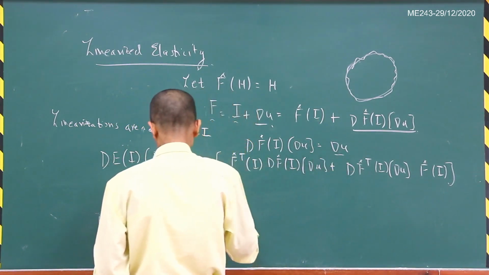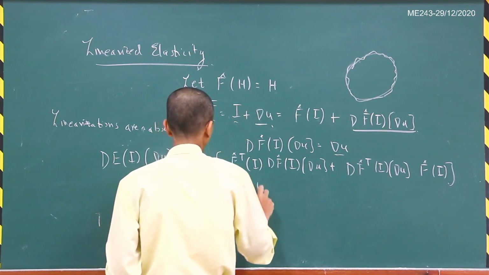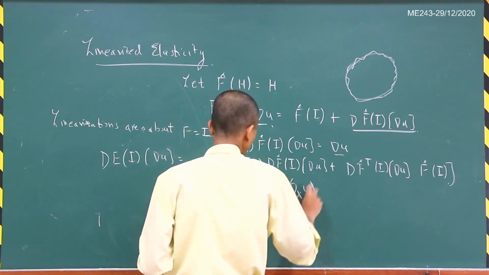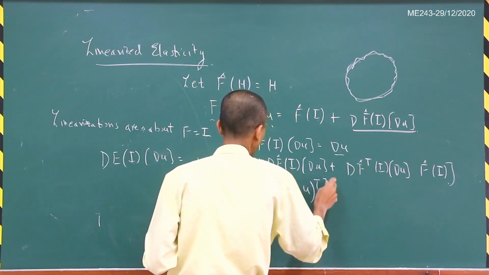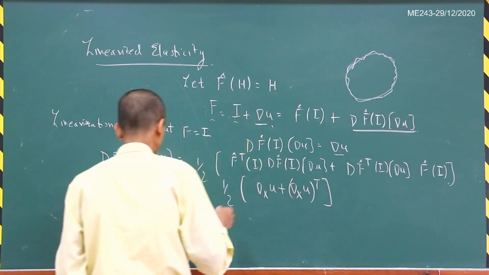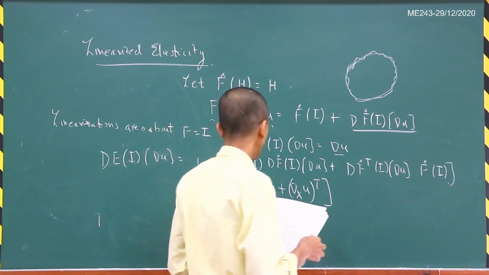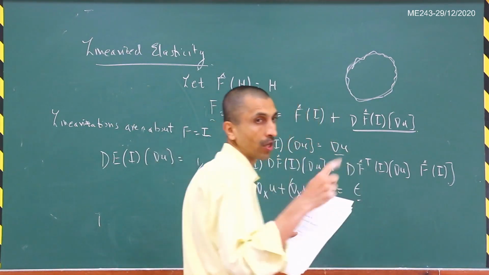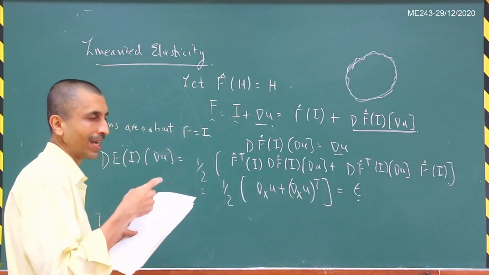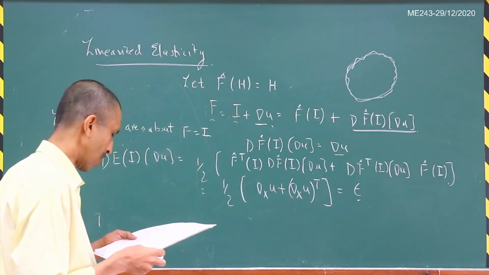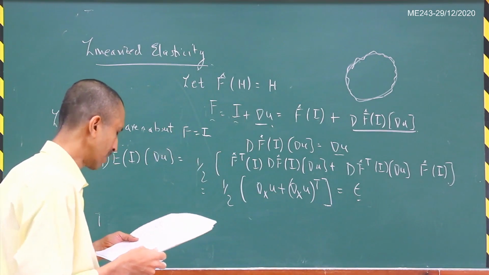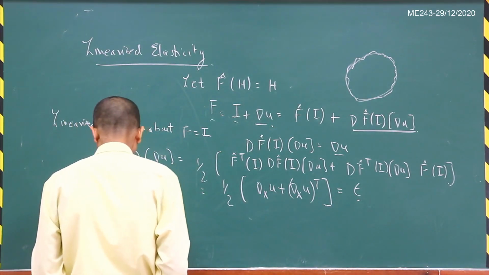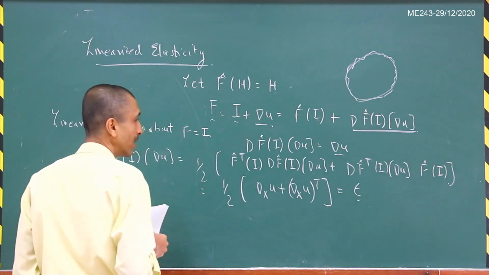So you will get that this is equal to half of del u plus del u transpose, right? Because there is a transpose here, you will get this. And so this is nothing but epsilon, the linearized strain tensor, which we denoted by epsilon when we studied kinematics. So I denoted this small strain tensor by epsilon here. Then similarly, now let us carry out the linearization of the Eulerian strain tensor.